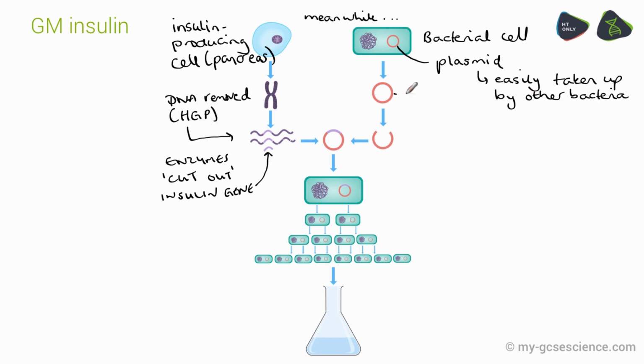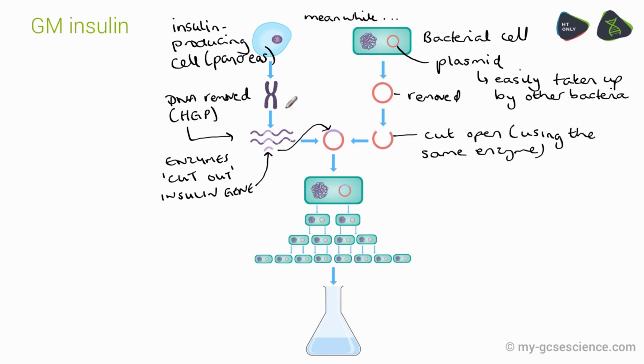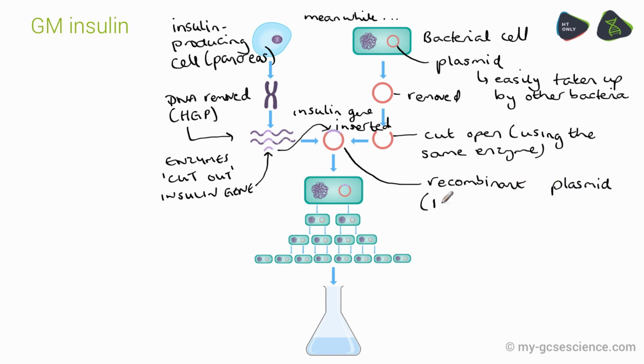And this has its plasmid removed and cut using the same enzyme. And the human insulin gene is inserted into the gap that this cut has created in the plasmid. This creates a recombinant plasmid. The word recombinant simply means that it contains DNA from different species.